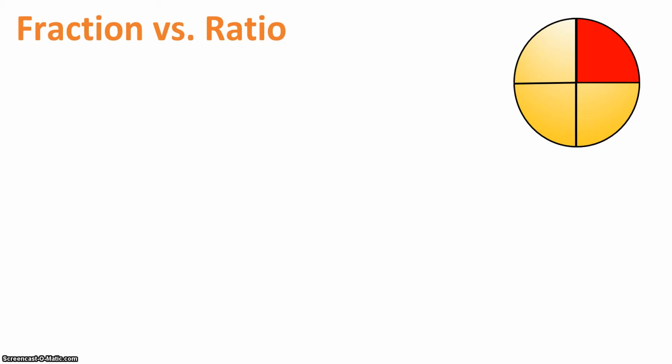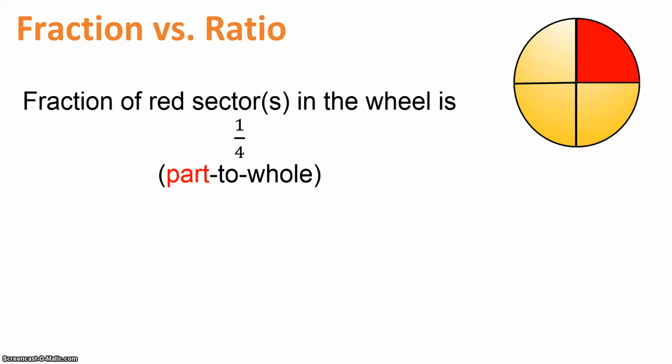As an example, consider this wheel made up of 4 sectors, 3 yellow and 1 red. We could say that the fraction of red sectors in the wheel is 1 out of 4, because there is 1 red sector on the wheel out of 4 sectors total in whole. This is a part-to-whole relationship. It compares a specific part of the wheel, namely the part colored red, to the whole wheel itself.